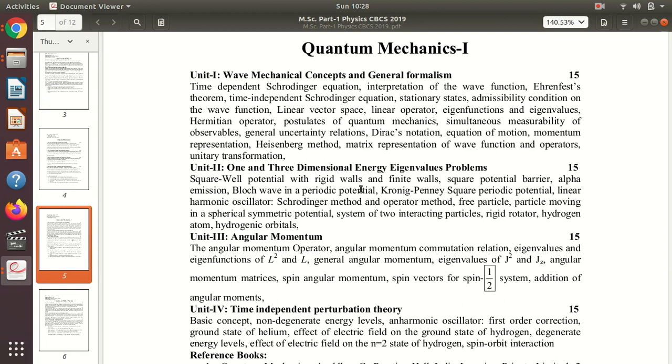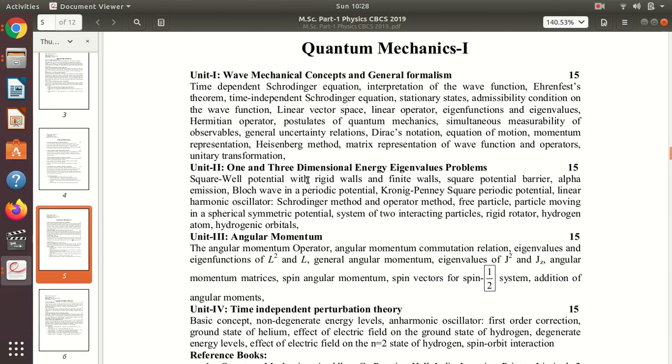This chapter is very important from the point of view of NET, GATE, JEST, TIFR, or any exam you give in physics. There is at least one question on energy eigenvalue problems. Okay, if you know it in one dimension, then it is easier to extend that to three dimensions. So we will first discuss the one dimensional energy eigenvalue problem, starting with the square well potential.